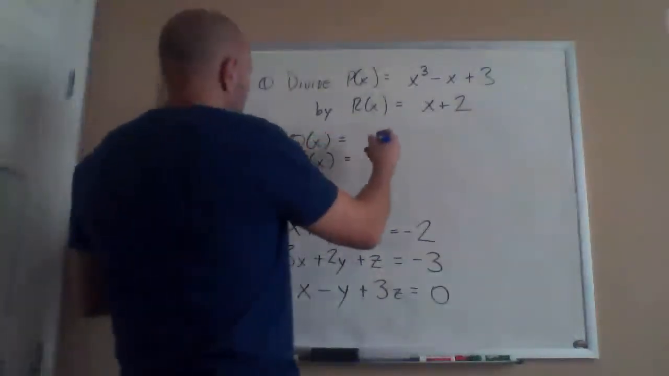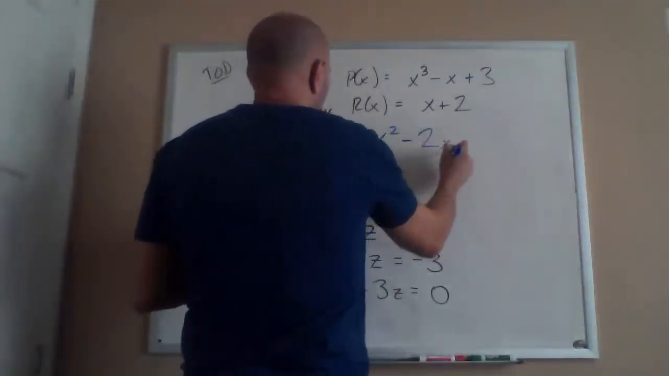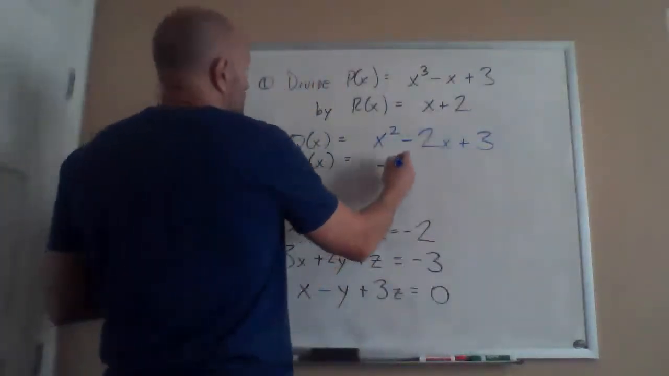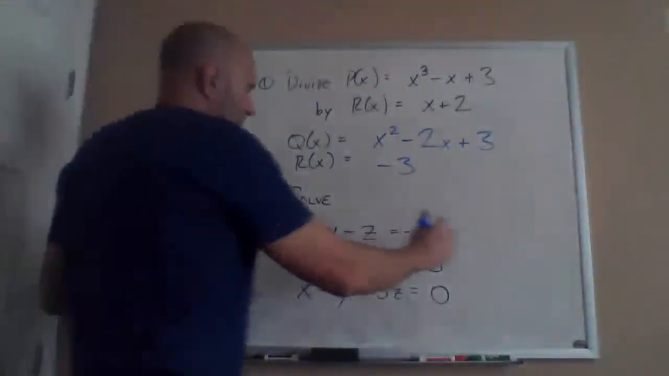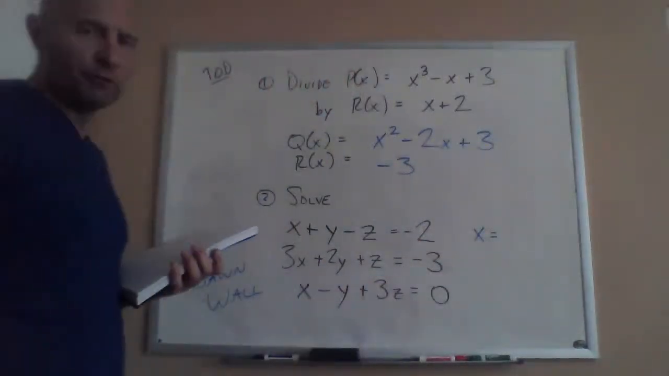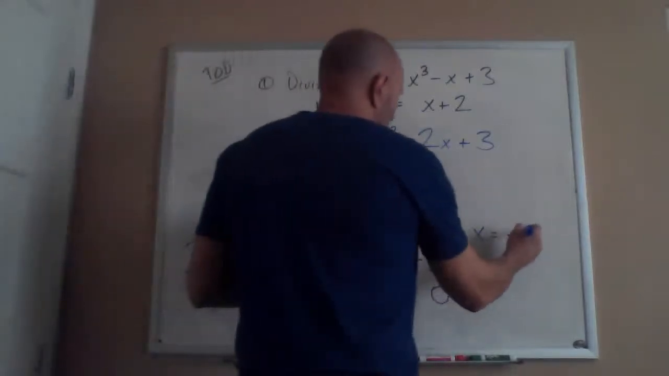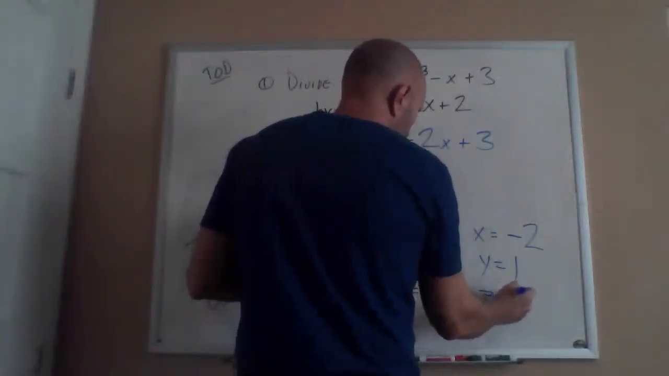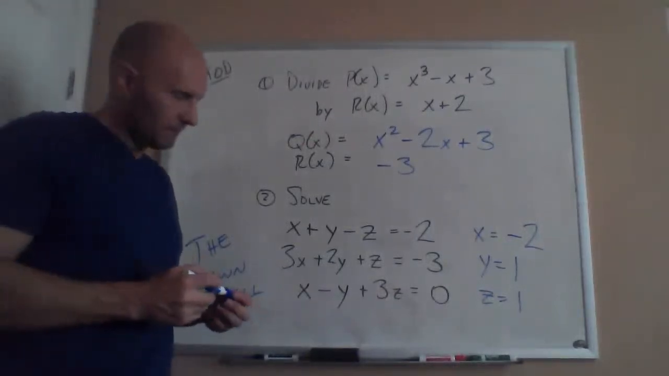So Q of X for this one should be X squared minus 2X plus 3, and your remainder should be -3. And then for the second one, this is your system of 3 equations. Again, kind of review to keep it fresh in your mind here. You should have X is equal to -2, Y is equal to 1, Z is also equal to +1.